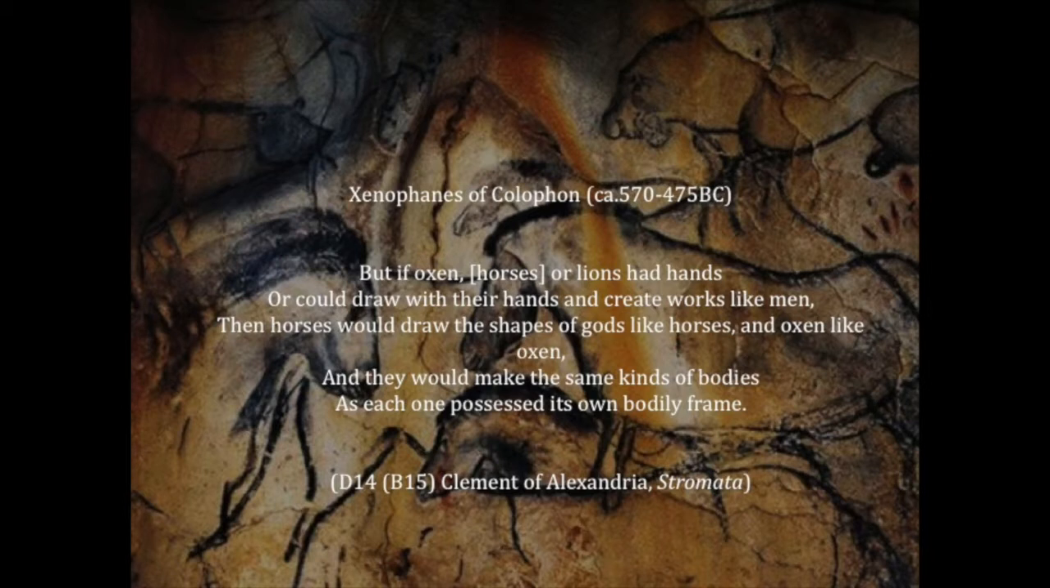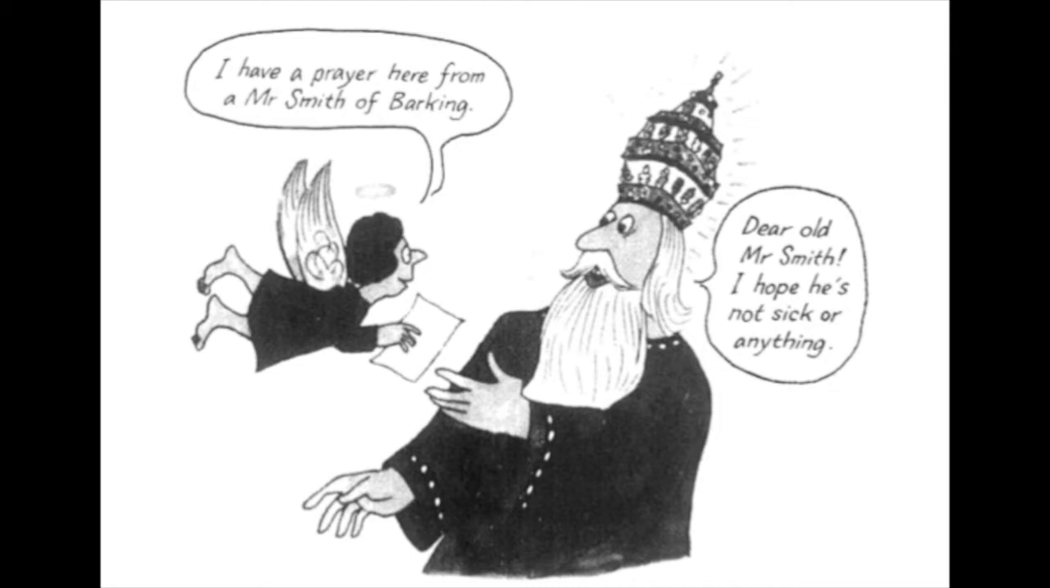One thing when thinking about Greek anthropomorphism is that not every Greek is going to have taken this literally. There's a really nice cartoon that actually comes from a John Cleese book called Life and How to Survive It. Here's a conception of the Christian God with an angel flying towards him with a prayer and just saying, I have a prayer for Mr. Smith, from Mr. Smith of Barking. Dear old Mr. Smith, I hope he's not sick or anything.